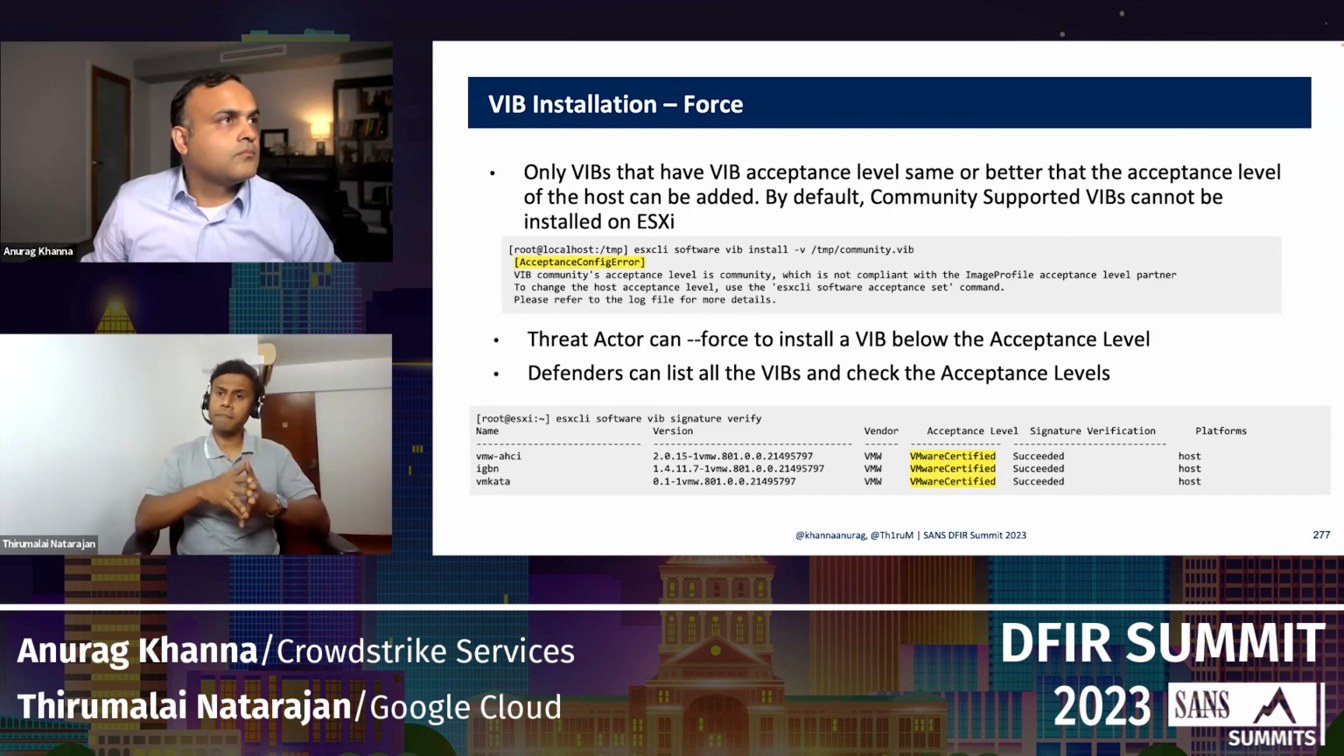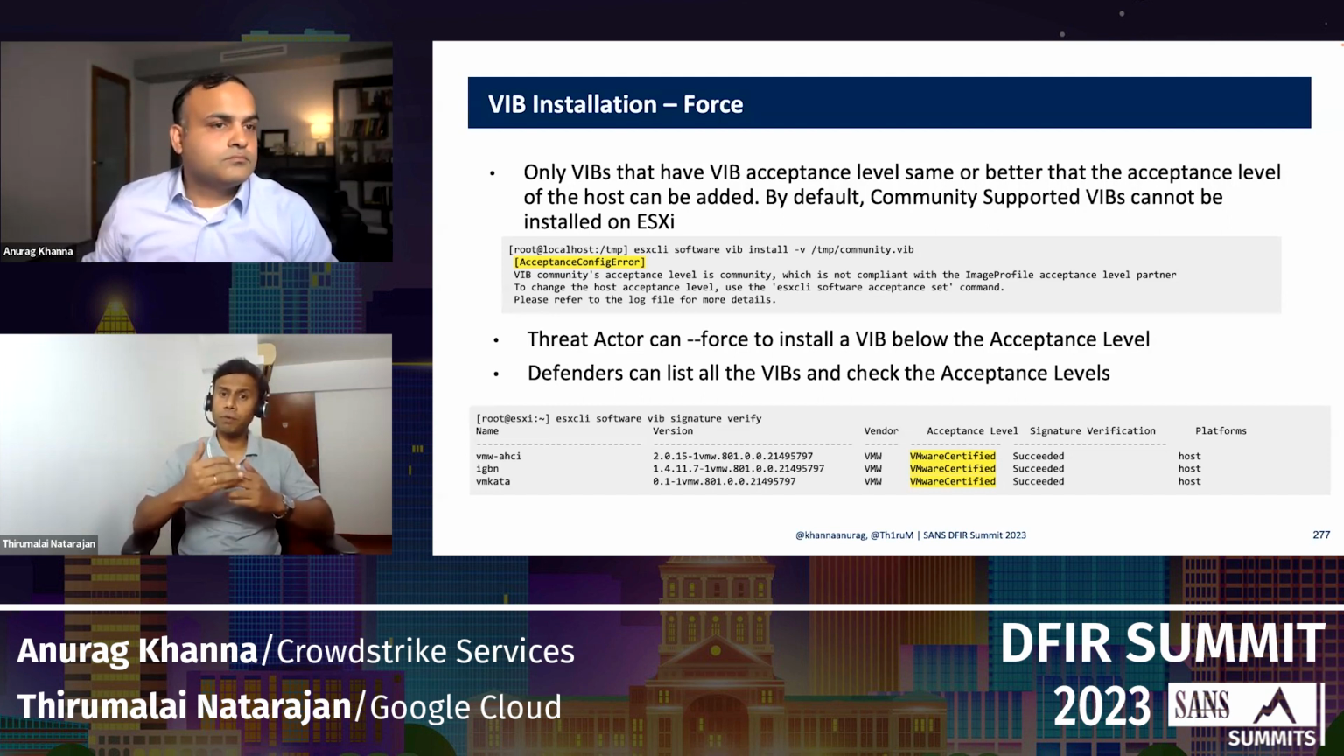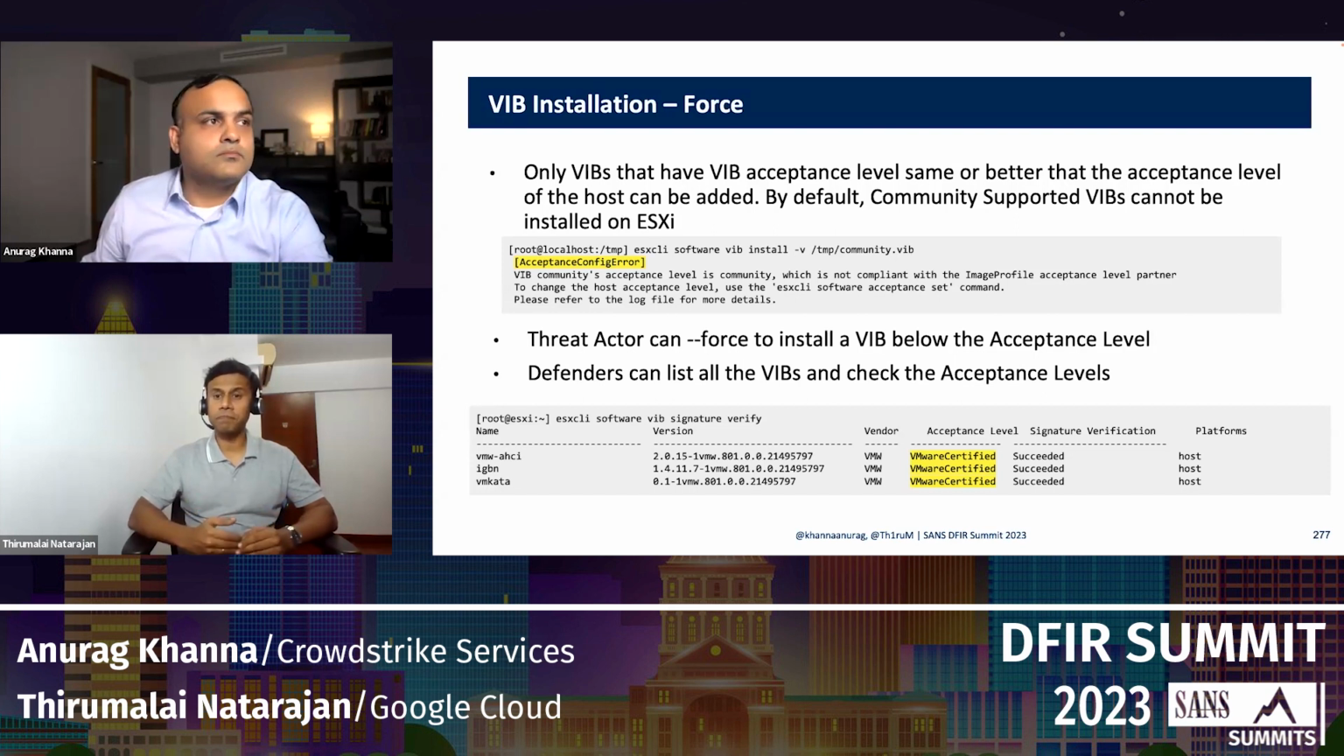As I referred earlier, the partner supported VIB is a minimum acceptance level in the default setting in ESXi host. So in the default setting, community supported VIBs cannot be installed in the ESXi. Whereas VMware is offering a feature where you can forcefully install a VIB below the minimum acceptance level set in the ESXi host, by just adding a --force parameter during installation.